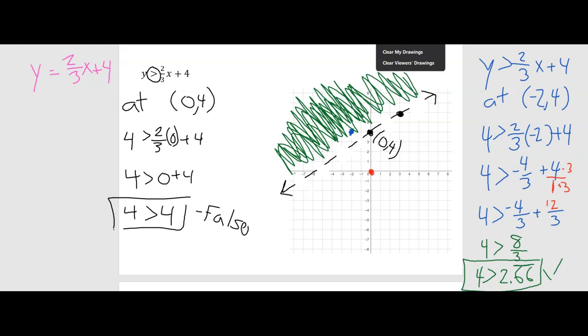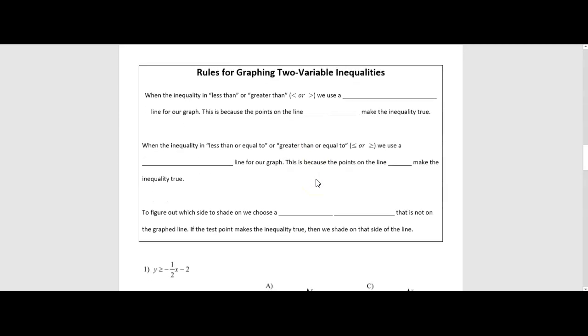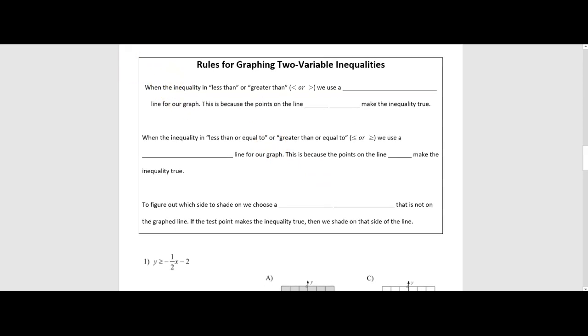Okay, let's finalize some of this stuff on the next page. We have a box where we're just going to put down the most key things, and then we're going to wrap this video up. So the rules for graphing two-variable inequalities. When the inequality is less than or greater than, we use a dashed boundary line for our graph. This is because the points on the line do not make the inequality true.